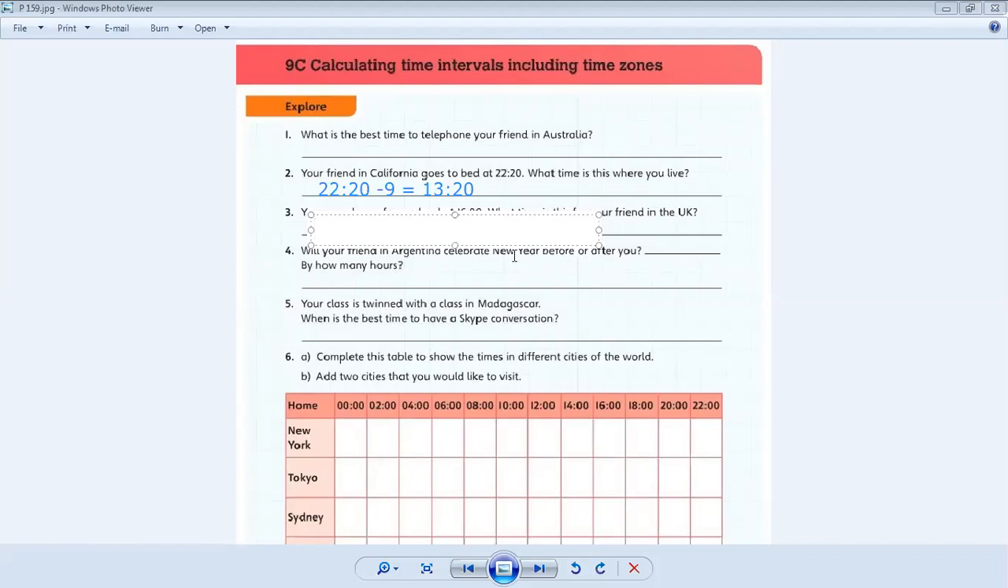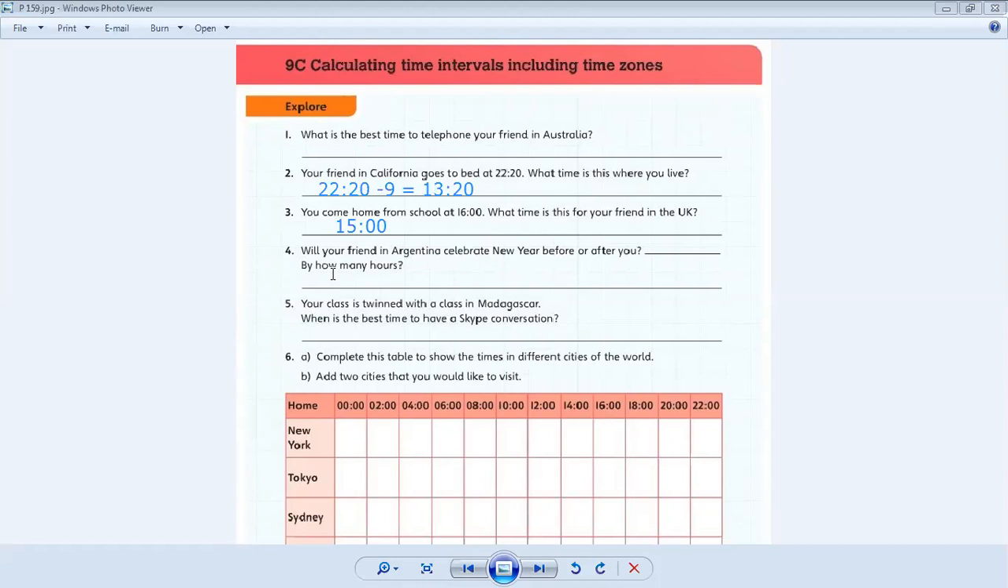If here is 16:00, there it is 15:00. Is it right? Sorry, not 20, only 15. Yes, 15, 3 p.m., afternoon.